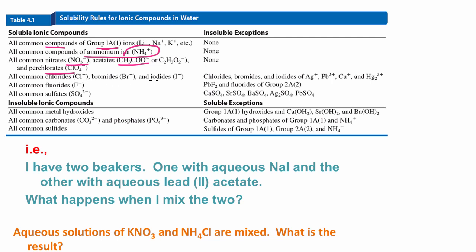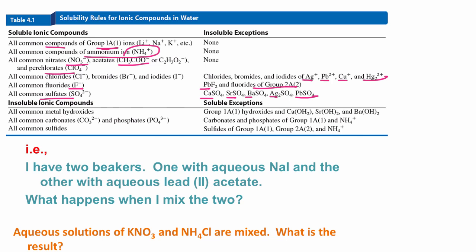All chlorides, bromides, and iodides are soluble, except when they are combined with silver ion, lead ion, copper ion, and this mercuric ion here. All fluorides are soluble, except for lead-2 fluoride and fluorides of groups 2A, so magnesium fluoride, calcium fluoride. All sulfates are soluble except for calcium sulfate, strontium, barium sulfate, silver sulfate, and lead-2 sulfate. Everything else you can consider insoluble.